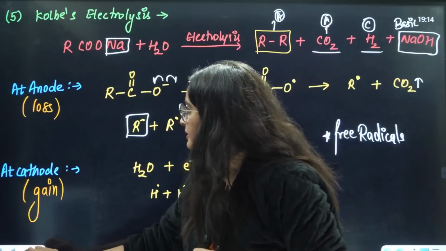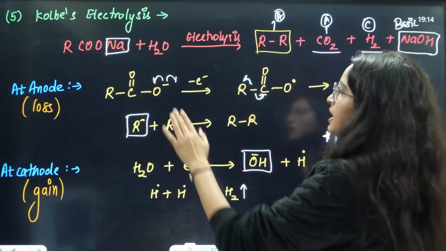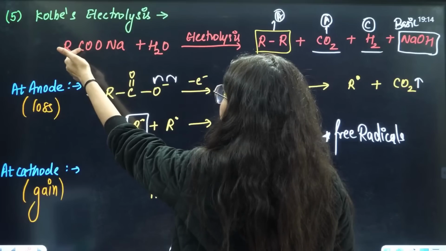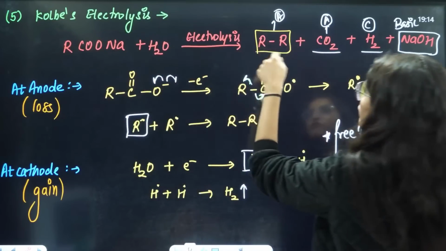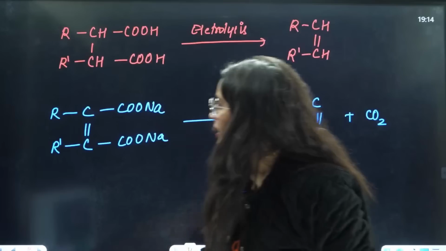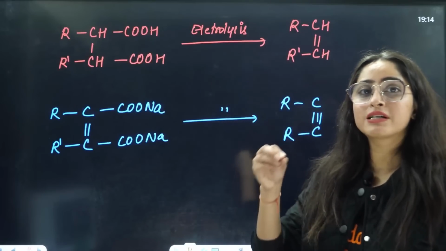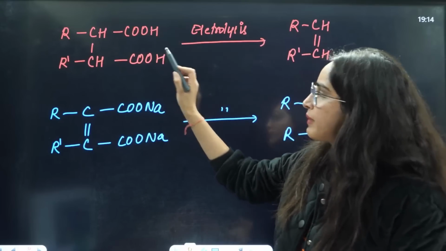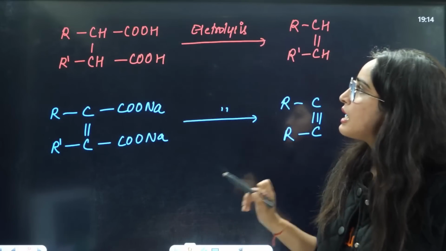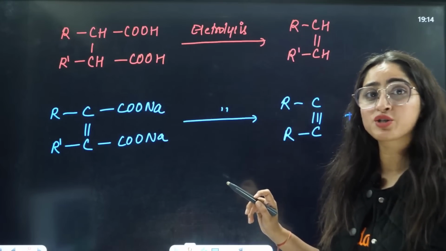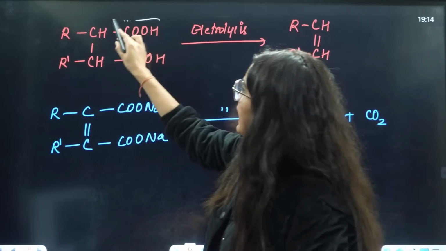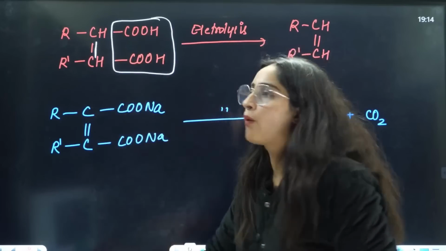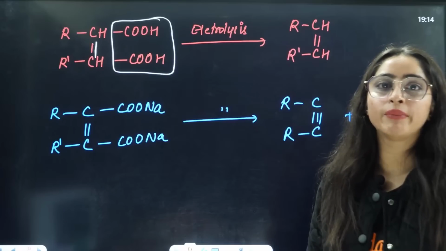We know that the simple reaction is Kolbe's electrolysis, where a bond will be formed between these two and you will have the formation of RR. But what if you already have a dicarboxylic acid, where this may be COONa or maybe COOH, whatever is given to you? Now what will happen? You will have the formation of alkene. This will be eliminated, and here you will have the formation of a bond.